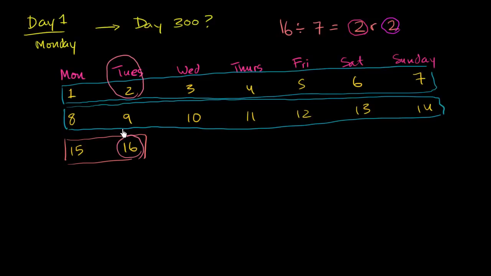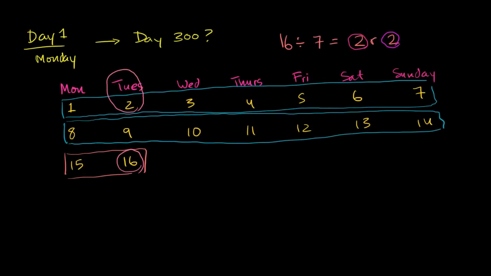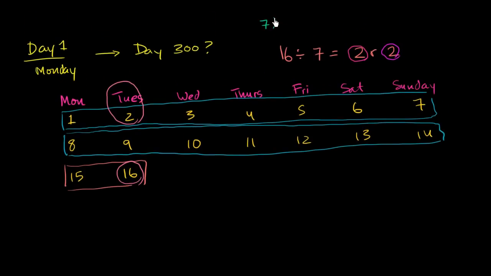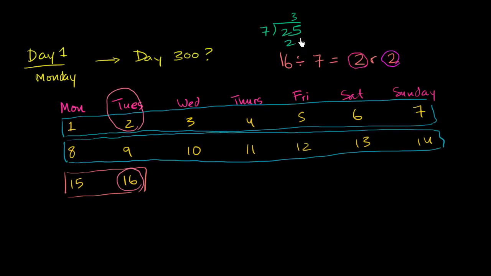I know what you're saying. Does that always work? Well, let's try it out with some other examples. Let's imagine day 25. So let's just divide 25 by 7. 7 goes into 25 3 times. 3 times 7 is 21. You have a remainder of 4. So 25 divided by 7 is equal to 3, remainder 4.